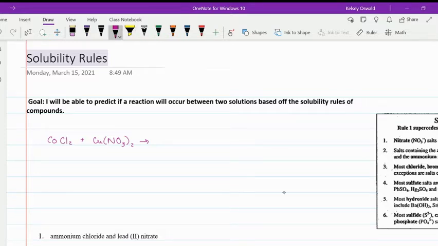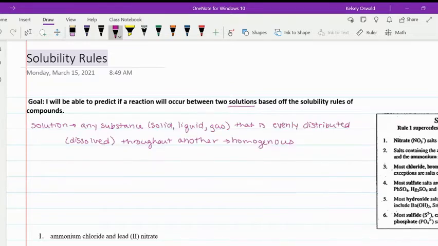The first thing we're going to see here is the term solution. When we have a solution, we are going to have one thing dissolved in another. That's a solid, liquid, or gas that is evenly distributed or dissolved throughout another substance. If we think back to chapter 1, we describe this as a homogeneous mixture because it is going to look the same throughout. Solutions are going to have two different parts: a part called the solute and a part called the solvent.